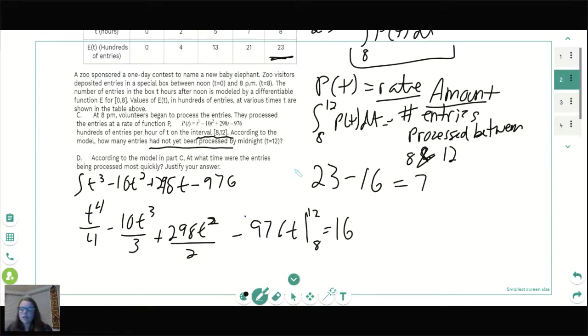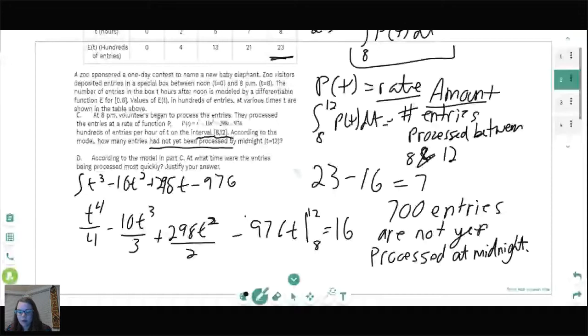Perla, did you plug it into your calculator and get a different number? Or did you do it out? Okay, yeah, it might be something to check. Make sure you're using the correct bounds. And if you have a TI-84, you're probably plugging in X, and make sure you do it according to DX. Yes, okay, Madison, great. So 700 entries are not yet processed at midnight. That's exactly right.